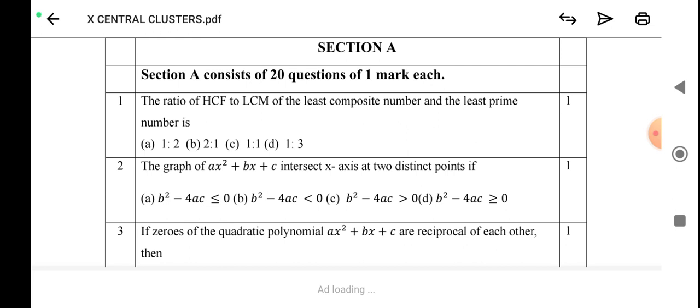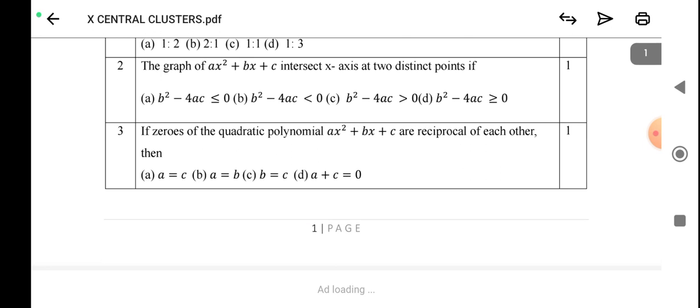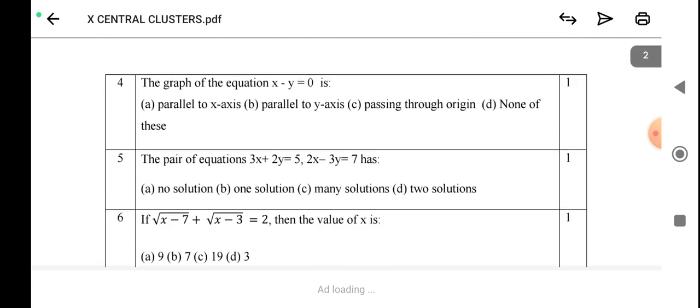Second question they asked in polynomials. Third question, again in polynomials. Fourth question, pair of linear equations in two variables, children. You have to solve these. All you solve it. Anyway, we're going to discuss it in the marking scheme. Fifth question, again pair of linear equations in two variables.